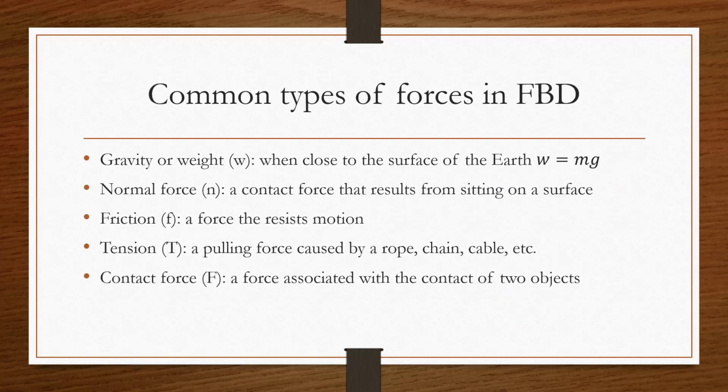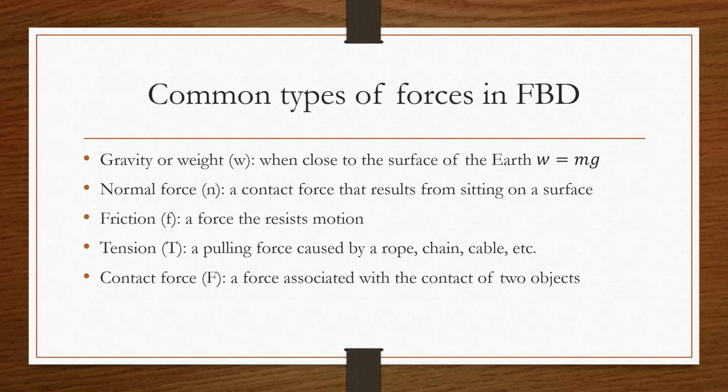Some common types of forces that are in free body diagrams. One of the most common is weight, or the force due to gravity. When you're close to the surface of the Earth, weight is actually something that's really easy to calculate. You take the mass of an object in kilograms and you multiply by the acceleration of gravity on the Earth's surface, 9.8, what we call g. And so you can get the weight of an object from that measurement.